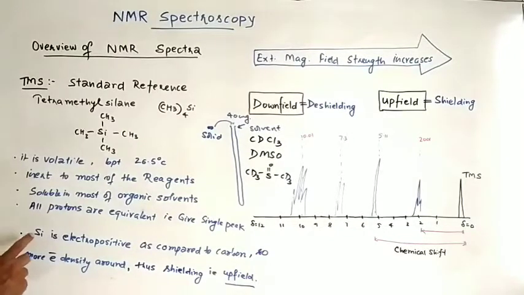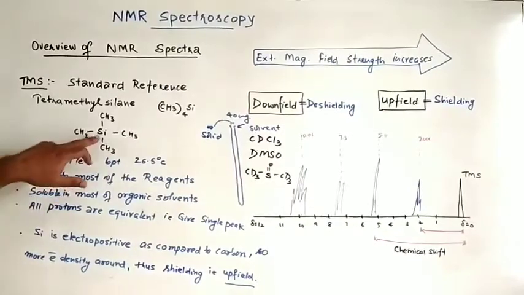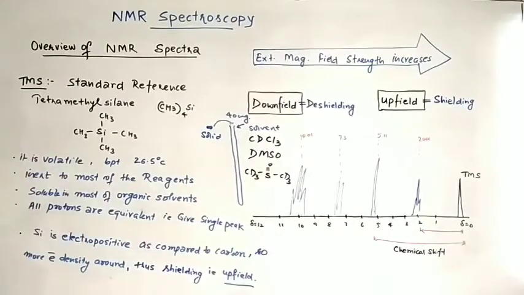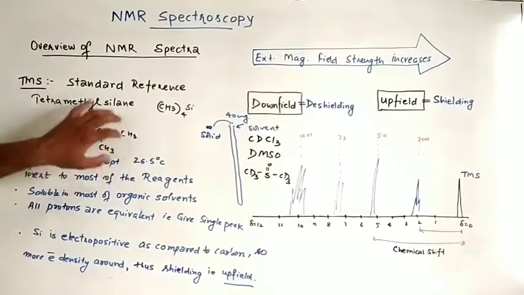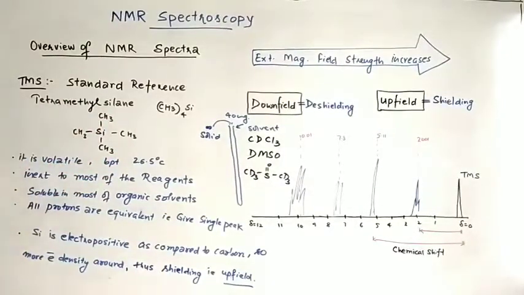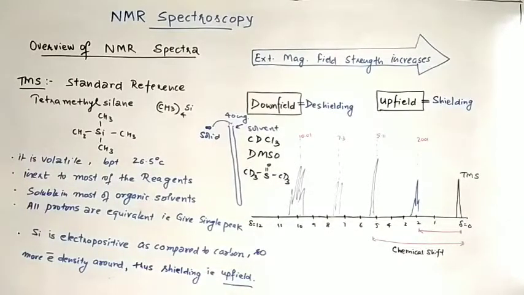Last, the most important characteristic of TMS is that silicon is electropositive in nature. This silicon is electropositive as compared to carbon. You know, electronegativity decreases down the group. So there is carbon, then silicon. So electron density is around silicon. When the electron density is there, that causes shielding. Shielding means upfield.